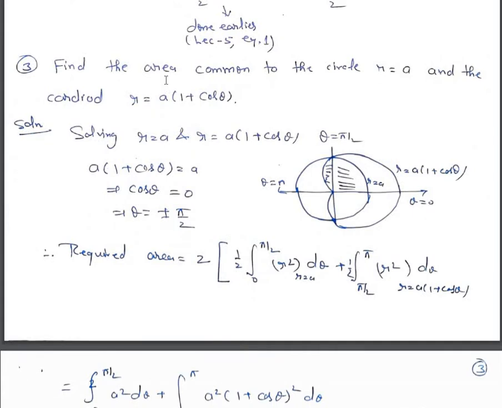Third example. Find the area common to the circle r is equal to a and the cardioid r is equal to a into (1 plus cos theta).